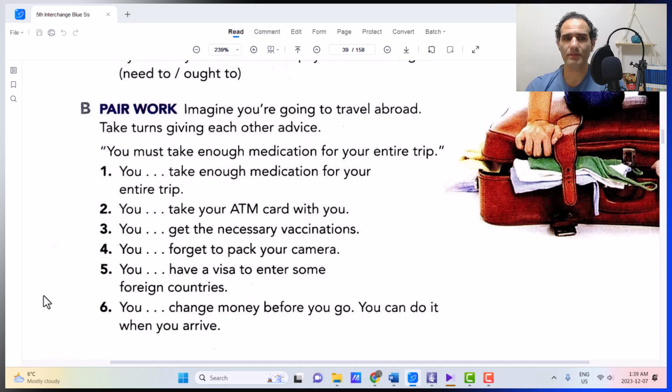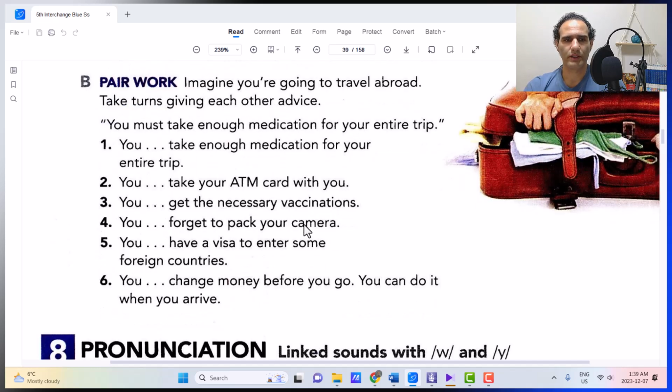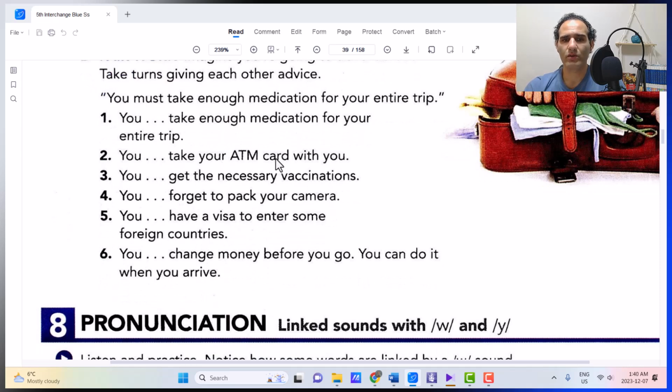Good. For extra speaking practice, imagine you're going to travel abroad. Here, you take enough medication. Okay, so these are some sentences you can say. For example, take enough medication, you'd better, you must, depending on the trip. Take your ATM card. I guess it's must these days. You get the necessary vaccination, you must get, otherwise they won't let you in. Forget to pack your camera. You shouldn't forget to pack your camera.